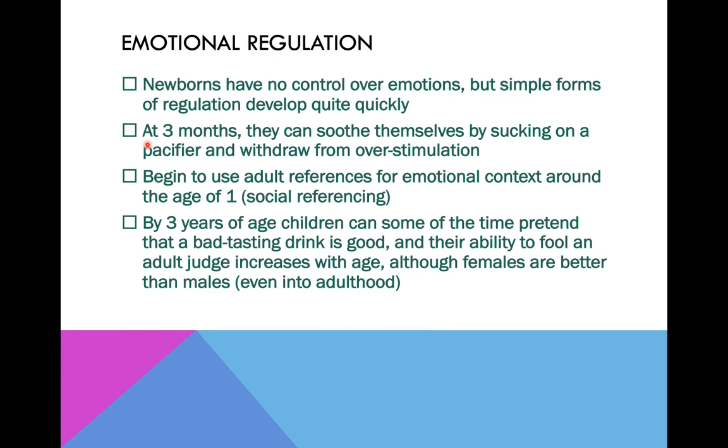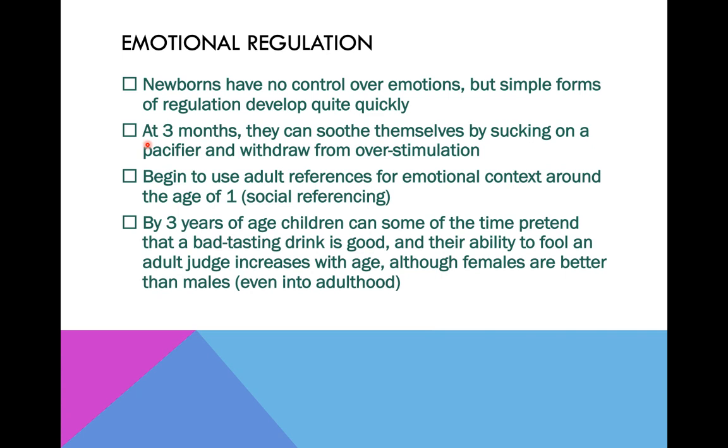We saw this earlier in a video where if the baby is exposed to too much sound, they'll force themselves to sleep, right, in order to not be overstimulated. They begin to use adult references for emotions around the age of 1, aka social referencing that we talked about. And then emotion regulation usually picks up around the age of 3 when they can understand social norms and how it relates to their emotions.